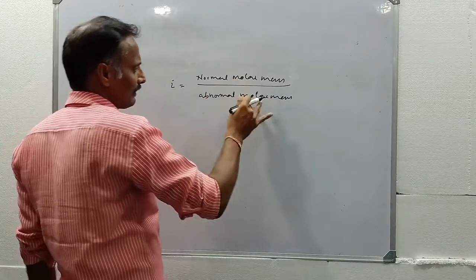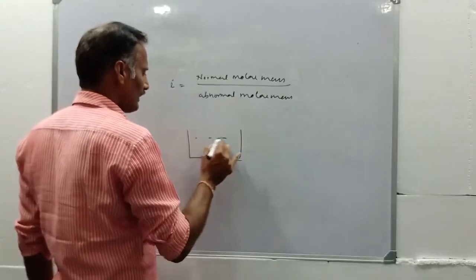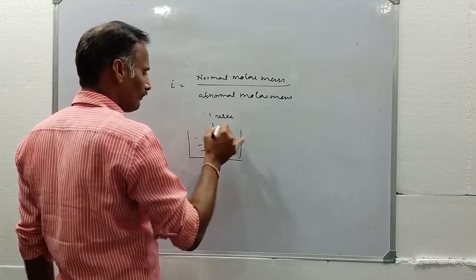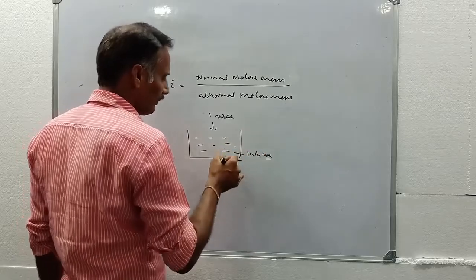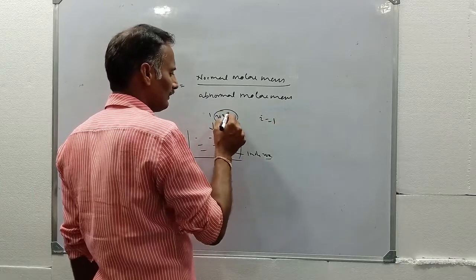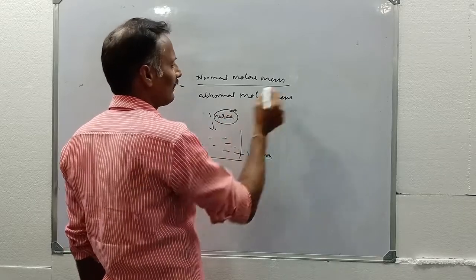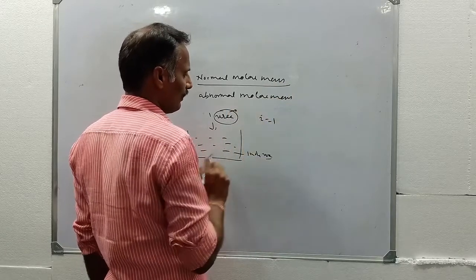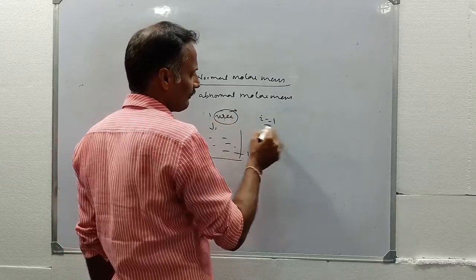And what is normal molar mass, and what is abnormal molar mass? If a solute is added into a solution, what happens? For example, if you are adding 1 mole of urea to a solution, 1 mole of urea molecules is present in the solution. Here the i value equals 1. This is a non-electrolyte, and a non-electrolyte does not undergo any association or dissociation. In that case, normal molar mass is equal to abnormal molar mass. When a solute does not undergo any association or dissociation, the i value equals 1.